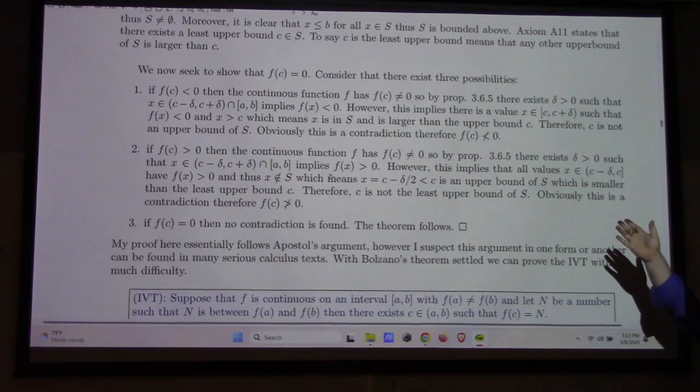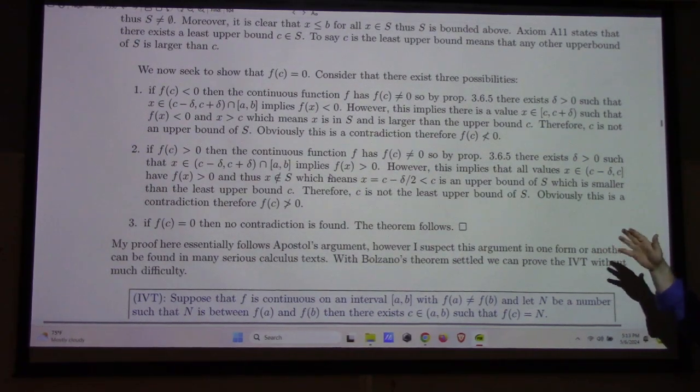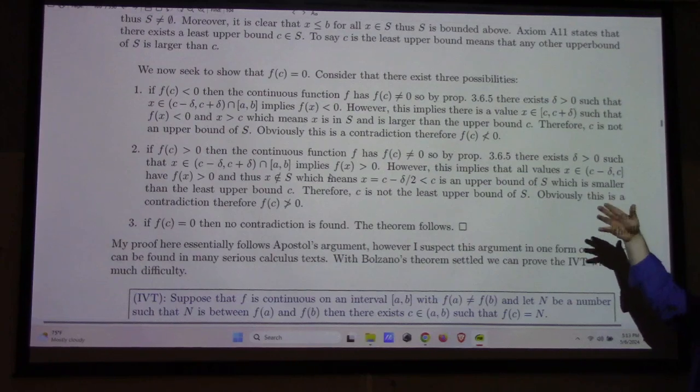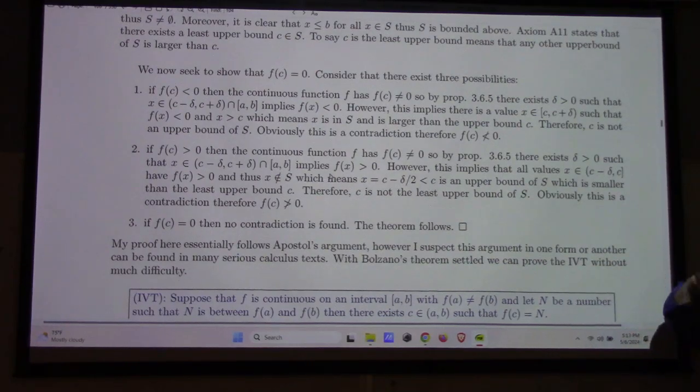So if we think about f of c being less than 0, and f of c being greater than 0, and we reason through the logic given to us by Proposition 3.65, in both cases we come to a contradiction, and we're forced to conclude that f of c must be 0. Which is to say that the intermediate value exists, to reach 0. This is Bolzano's theorem. So the intermediate value theorem with n equal to 0 is basically Bolzano's theorem.